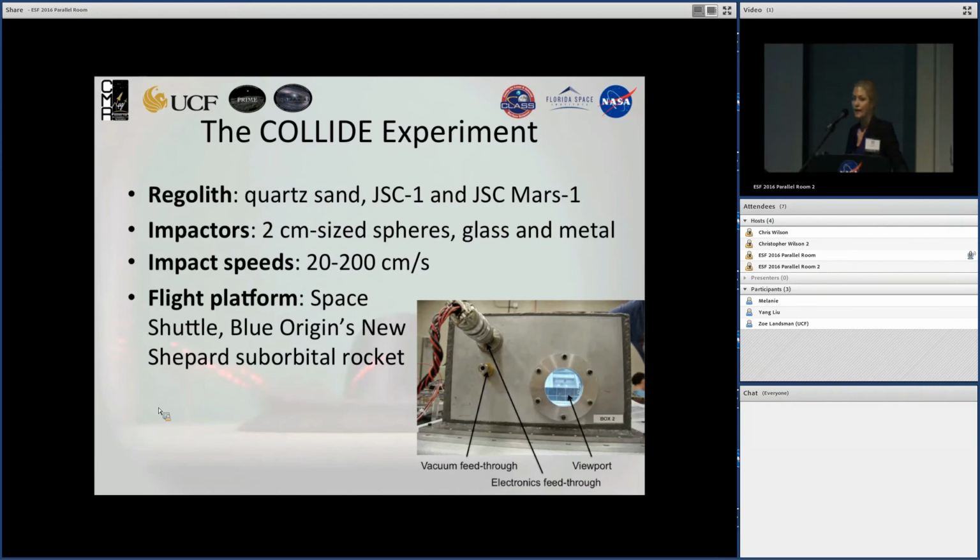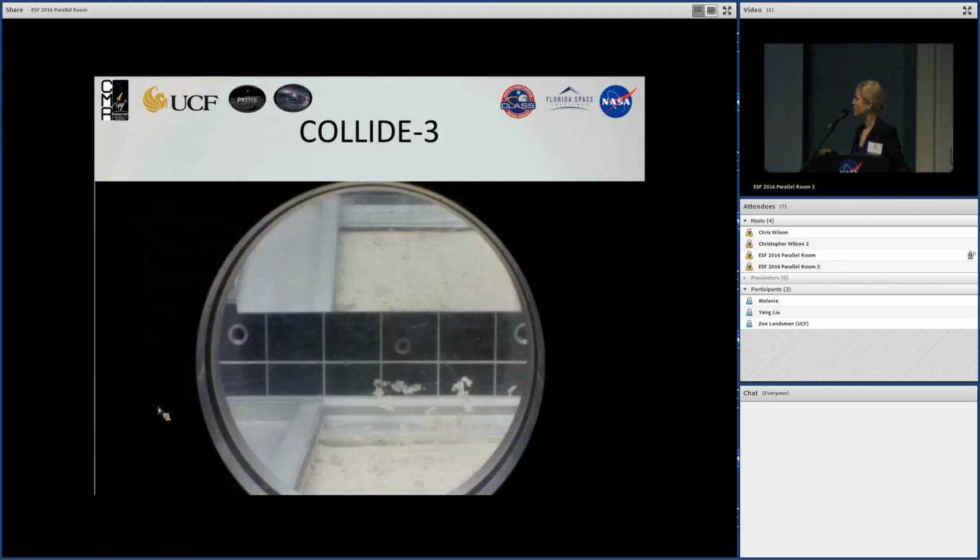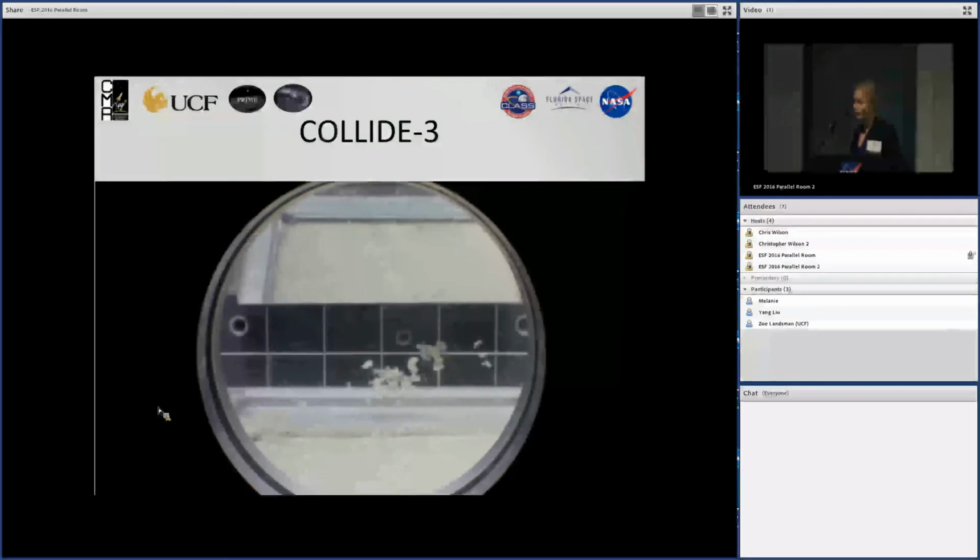This experiment, Collide, has flown on the space shuttle several times, like Josh Caldwell flew it in the 90s and the early 2000s. And then most recently on the Blue Origin New Shepard suborbital rocket. We had 4 boxes on there and got a chance to get the data that I'm showing right now.